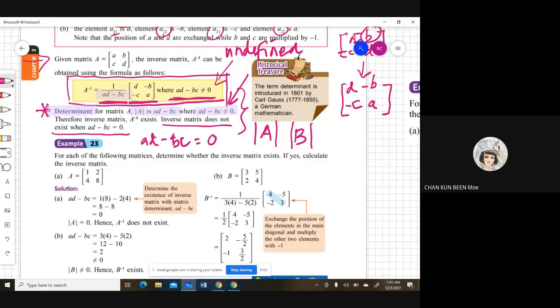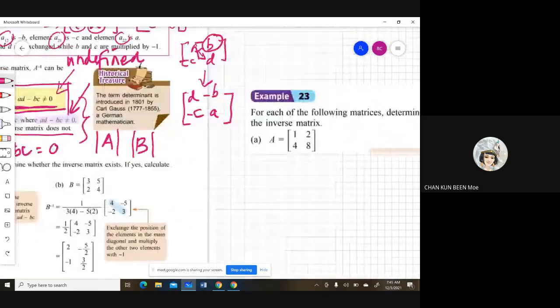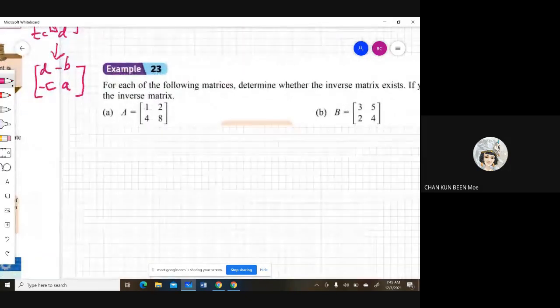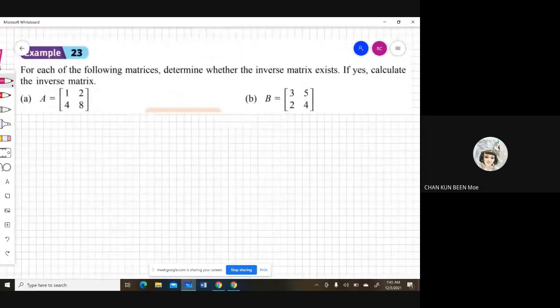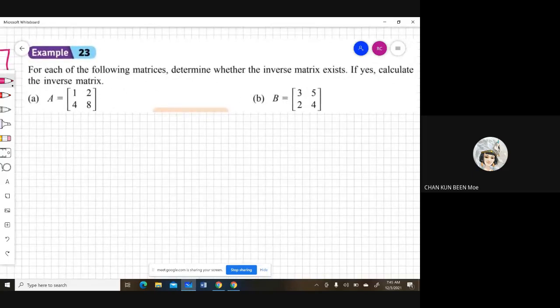Okay, now we look at example 23. We are going to try to solve this question here. For each of the following matrices, determine whether the inverse matrix exists. Like just now, you have to find out the determinant first. If yes, calculate the inverse matrix. So only if you have it, then you calculate. If you don't have, then we stop there. Okay, for the first question A here.